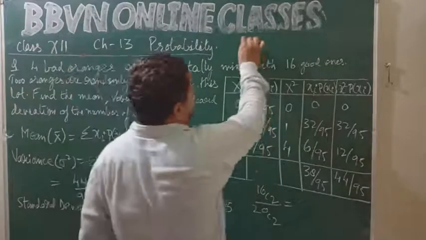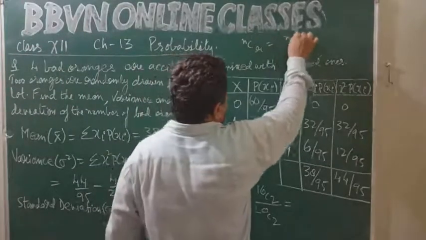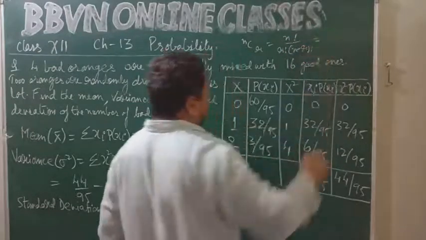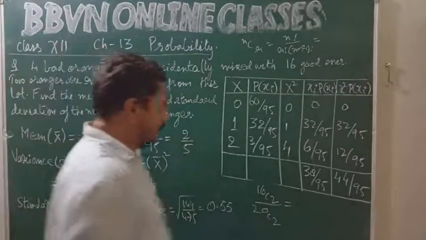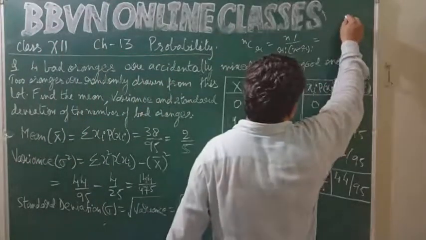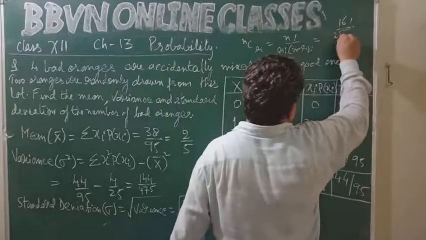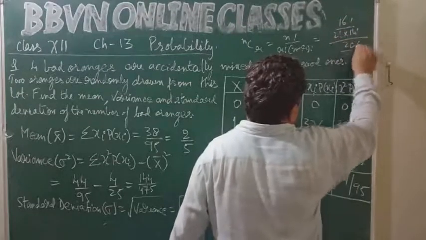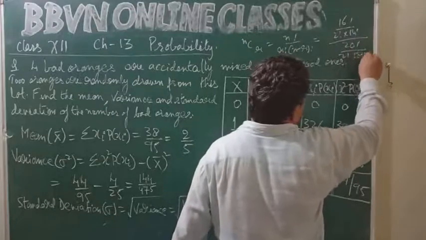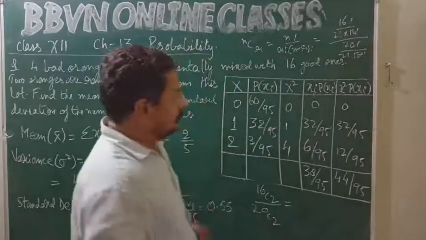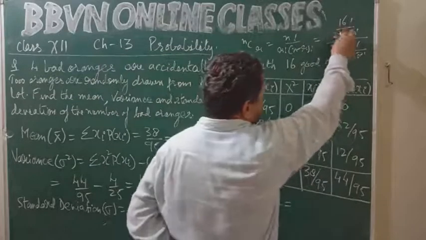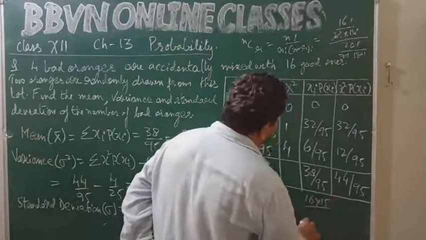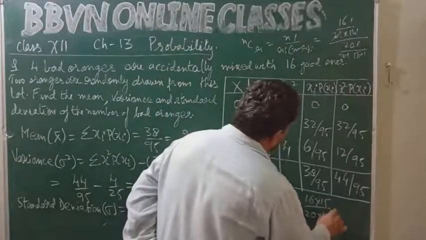nCr, I hope you remember nCr combination. n factorial upon r factorial into n minus r factorial. Grade 11 permutations and combinations. So 16C2, 16 factorial upon 2 factorial into 16 minus 2, 14 factorial, right? Upon 20 factorial upon 2 factorial into 20 minus 2, 18 factorial, right? So this 2 factorial cancels. It is 16 into 15 upon 20 into 19.